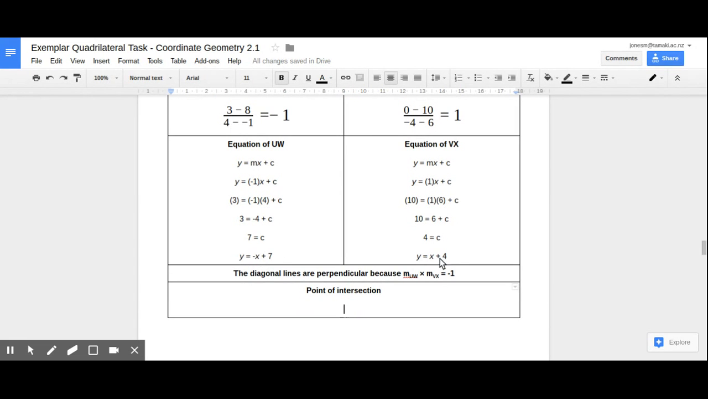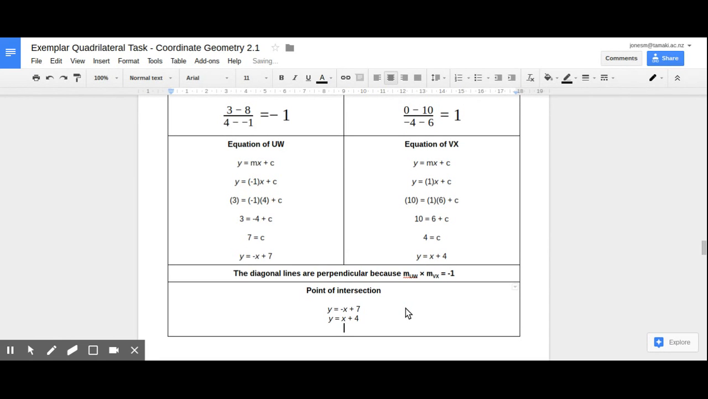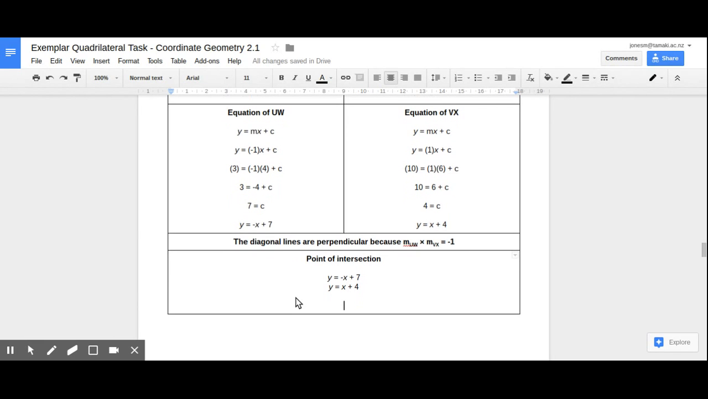Okay, so we have our two equations. Now finally we're going to find out the point of intersection. So we've got our line for UW and our equation of the line for VX. So one way of finding the point of intersection is we can just substitute for y. So substituting for y means that we have one side equaling the other, because our y is equal to that and our y is also equal to that. So that means that these two things are equal.